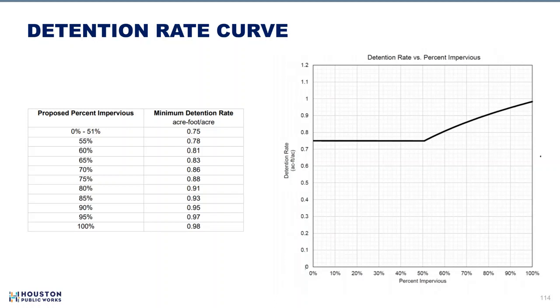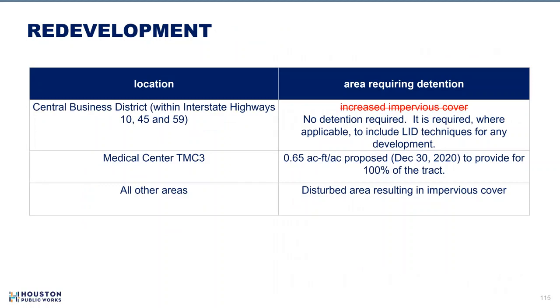This is for any other project that is larger or equal to 1 acre and less or equal to 20 acres. So you will use this detention rate curve. And of course, anything you have, there's the exception. Right now, at this time, the exception is the CBD, which is bounded by Highway 10, 45, and 59. And no detention is required. But if you can use any of the low impact development techniques, then you should include it in your design.